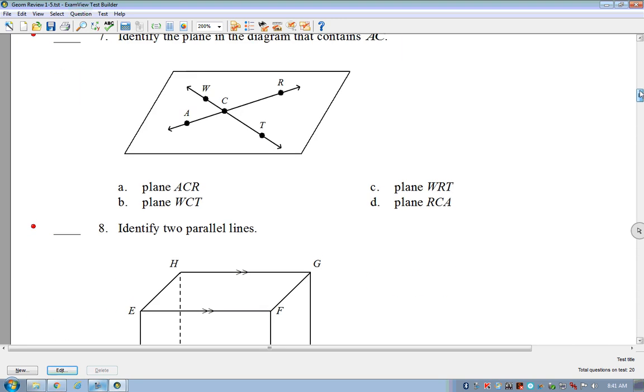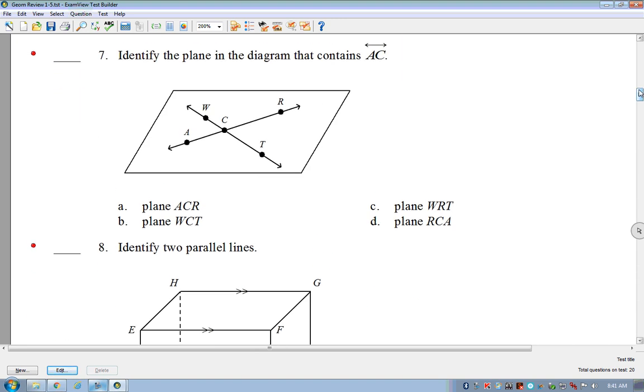All right, 7. Identify the plane in the diagram that contains AC. So I want something that includes the line of AC, but what do I have to have in order to identify a plane? I have to have something specific. An angle? There will probably be an angle between points, but I have to have something very specific. I got to have non-collinear what? A non-collinear line. That's impossible.